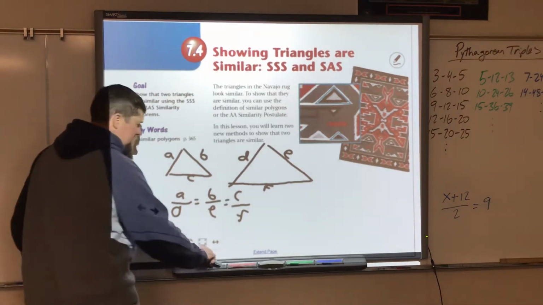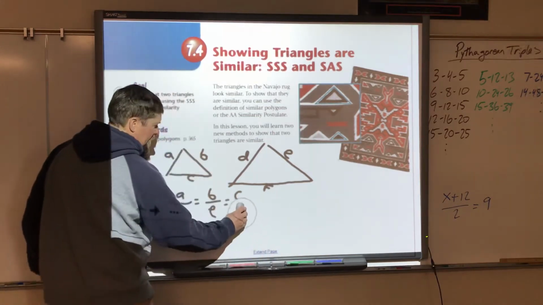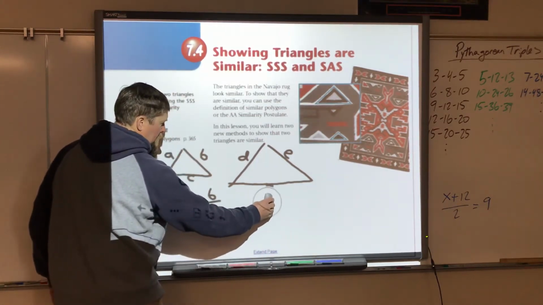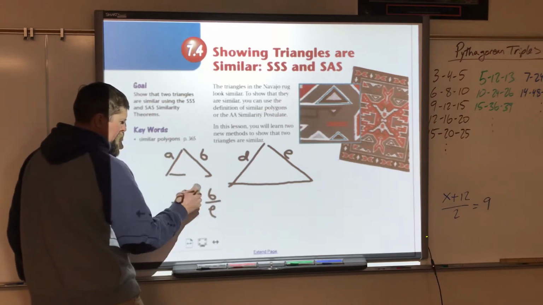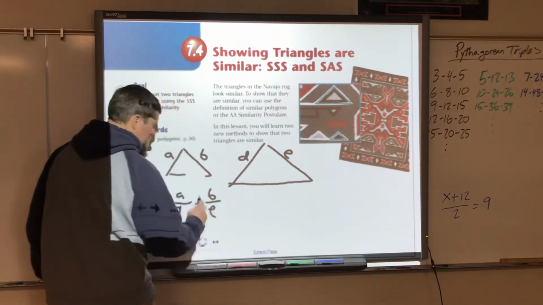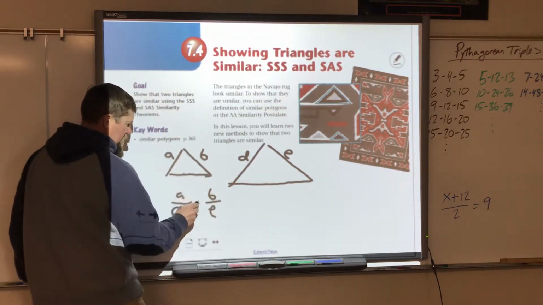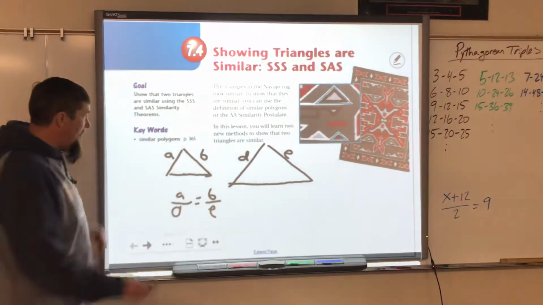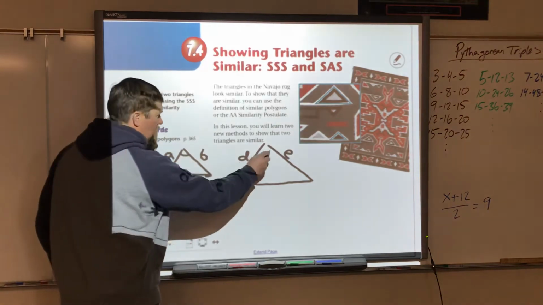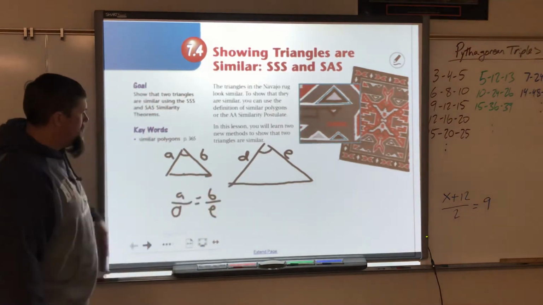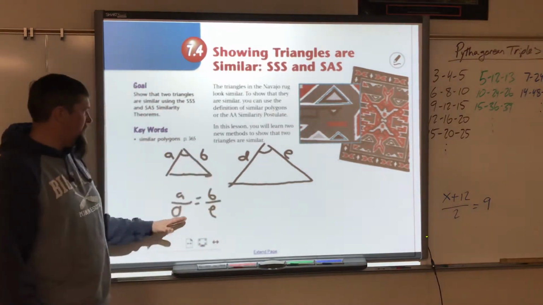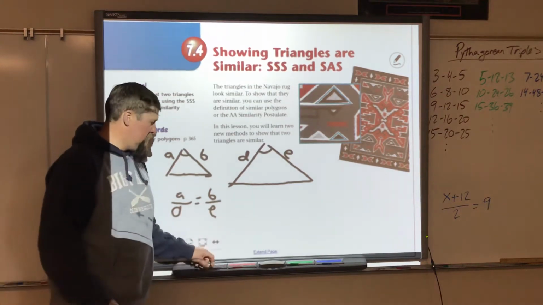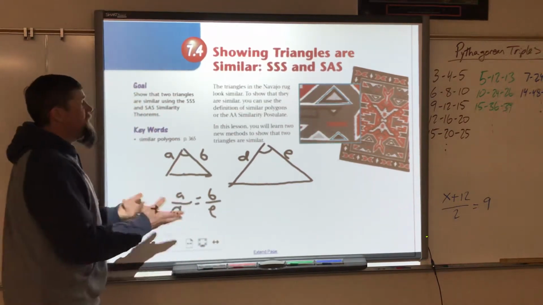Another thing is to show two sides are proportionate and the angle in between them is congruent. Then you know the two sides are proportionate and the angle in between is congruent. You know that the two triangles are similar. That's what we're doing.